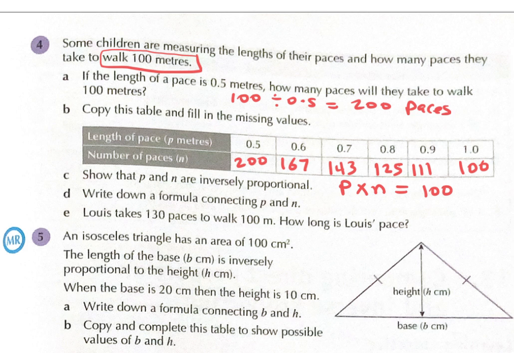Write down a formula connecting B and N. So C and D, same answer. B times N equals 100.